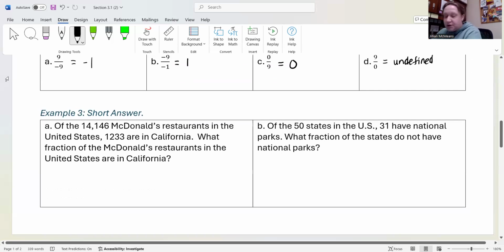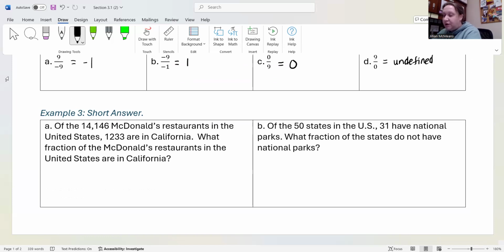All right, finally for this video, we have example 3, short answer. Think of this as applications, whatever you want to call it. So part A says, of the 14,146 McDonald's restaurants in the United States, 1,233 are in California. What fraction of the McDonald's restaurants in the US are in California? Well, we know 1,233 are in California out of the total 14,146. So this is the McDonald's in California.